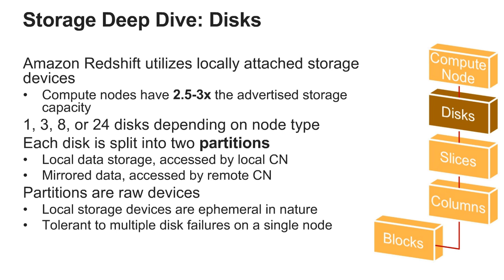The reason we do this is because we split the drive up into 2 partitions, and we store 2 copies of the data. One is the local storage that can be accessed by the local compute node, and the other can be accessed by a remote compute node. We store a mirrored copy of the data just for durability and safety. These partitions are raw devices, and these are local ephemeral storage. In the EC2 world, we call this the ephemeral storage. We have multiple disks on each of the compute nodes, and this is done for fault tolerance and failure as well.